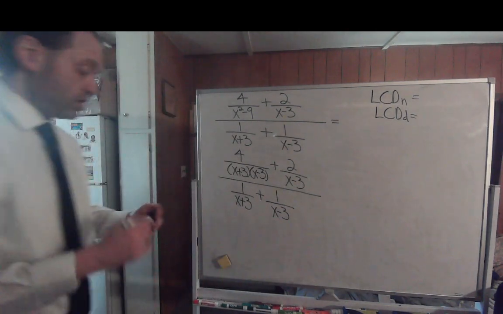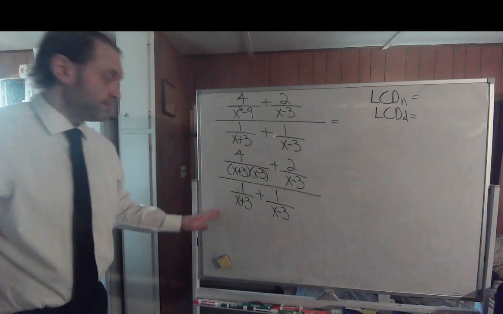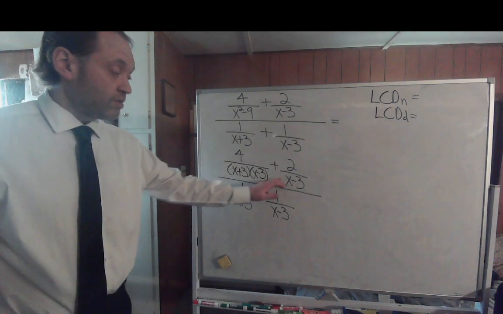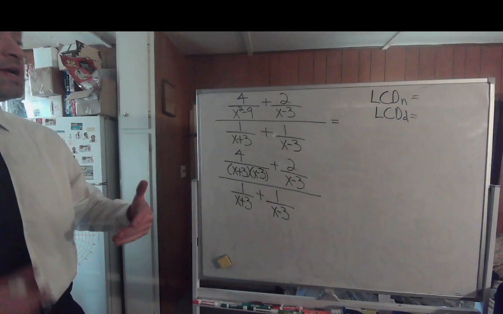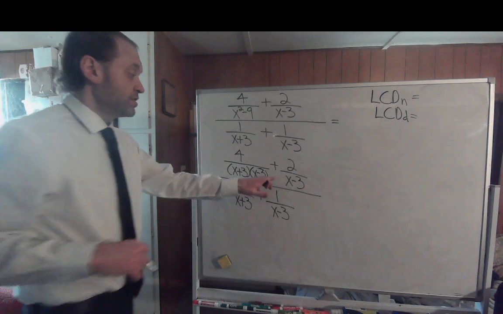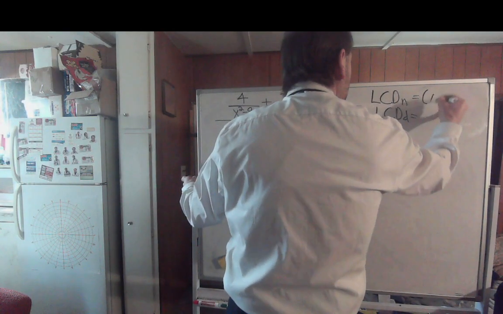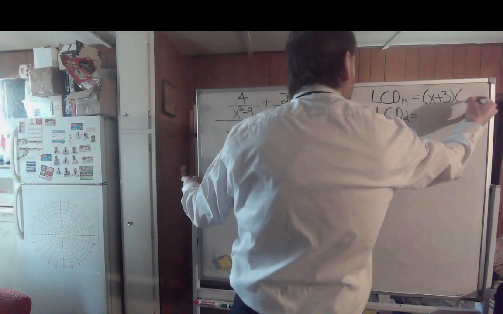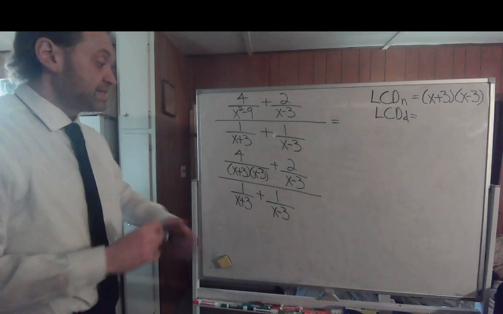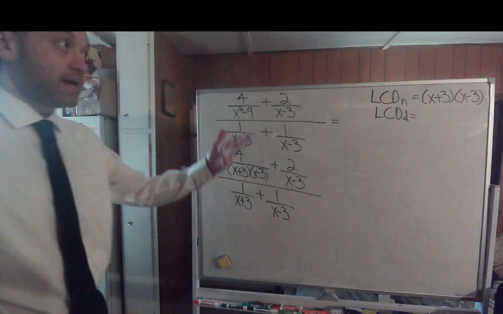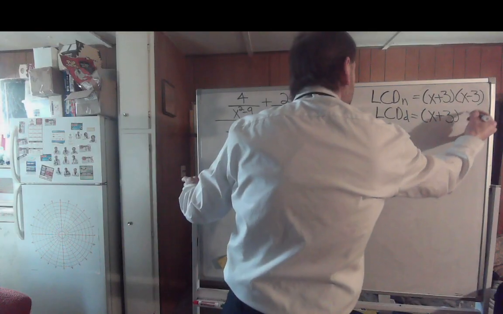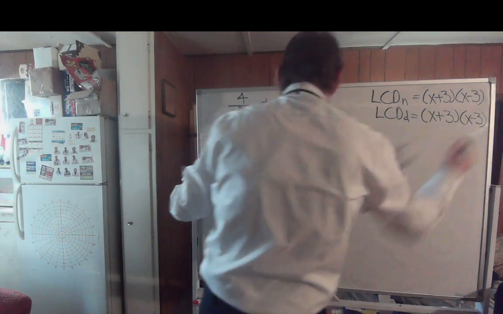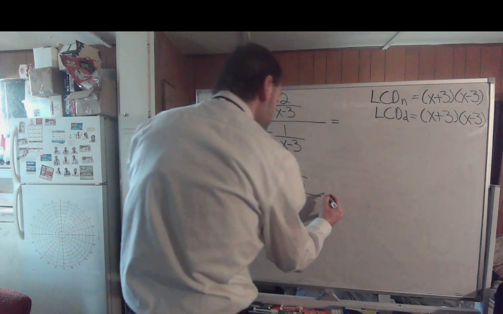Alright, let's look at your numerator and denominator. Both terms of the numerator have an x minus 3, but only one of them has an x plus 3. Meaning your least common denominator in the numerator would end up being x plus 3 times x minus 3. Now let's look at your denominator. The least common denominator of the denominator would actually be the same. It would be x plus 3 times x minus 3. Okay, so let's go ahead and take steps to get there.